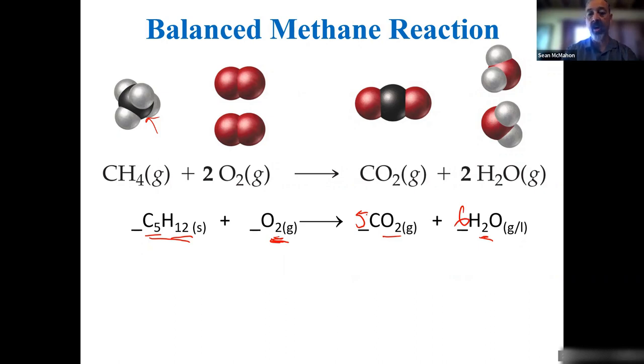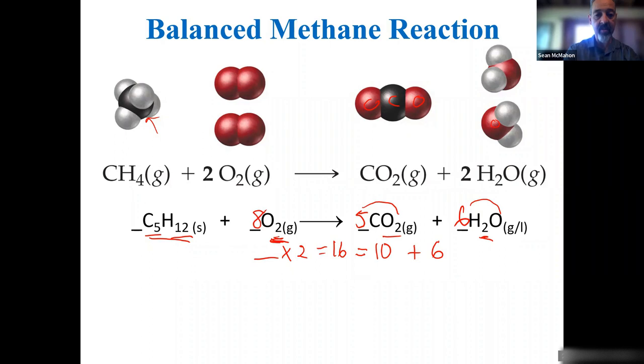Now I can look at all the oxygens in my products and just focus on the coefficient in front of the diatomic. So 5 times 2 oxygen, okay, because that's CO2. Every carbon dioxide has 2 oxygen, and I'm saying there's 5 of these. That's 10 oxygens, plus every H2O has 1 oxygen. I'm saying there's 6. 6 is a total of 16 oxygen. So 2 times what number is 16? 8. And I'm balanced.